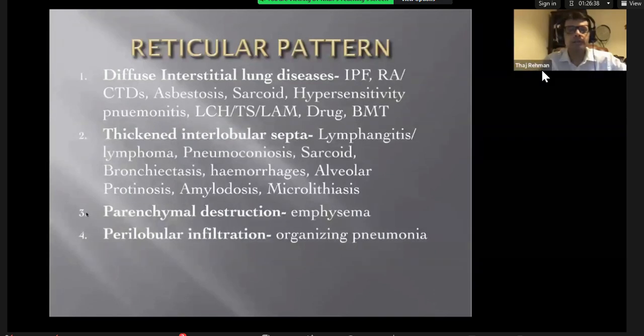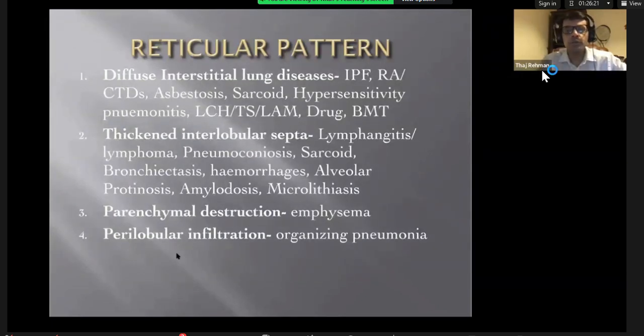So just a quick differential for reticular pattern: IPF, which is idiopathic pulmonary fibrosis, rheumatoid arthritis, collagen soft tissue disorders, asbestosis, sarcoid. I won't elaborate on these broad differentials because we are short of time.